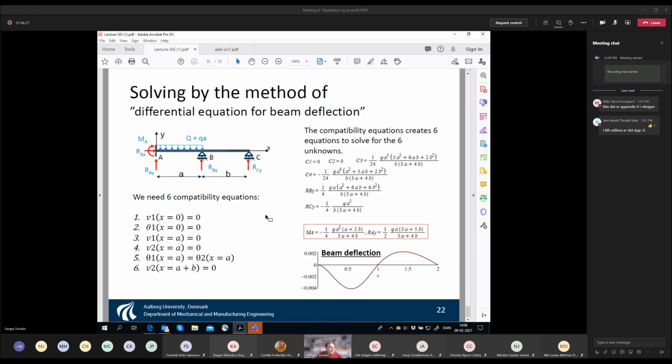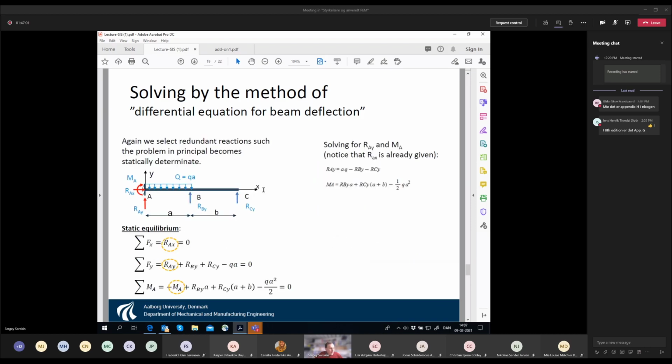And with these 6 unknowns, we apply the 6 compatibility conditions: the displacement here is 0, the slope here is 0, the displacement here is 0, the displacement here is 0, and then you have continuity of angles here. So then you have all these 6 conditions, and you solve 6 by 6, and you get the same result. So it's very tedious. So I don't recommend doing it like this.